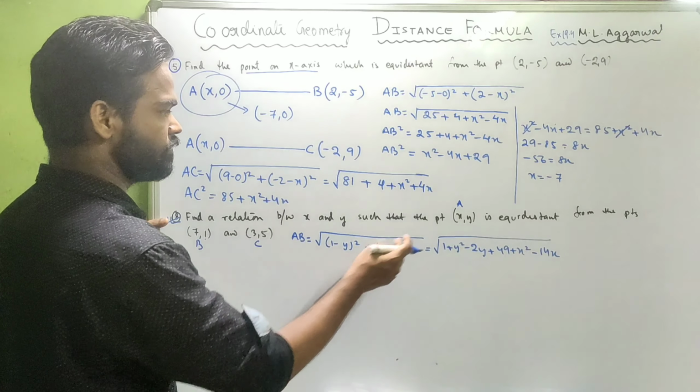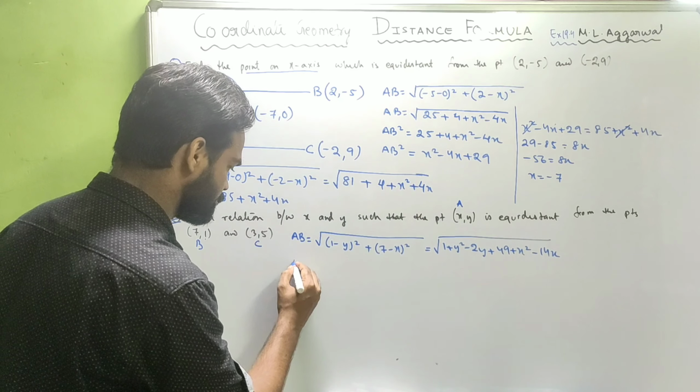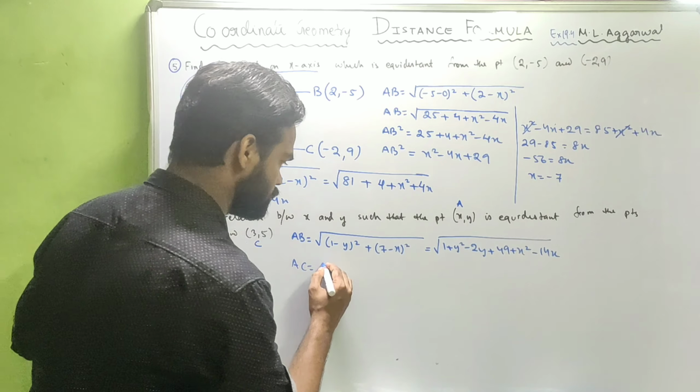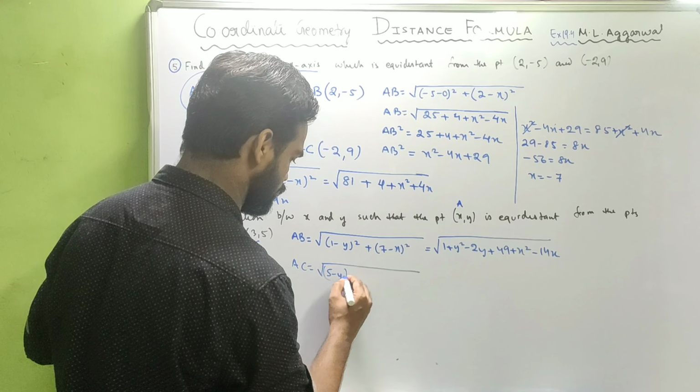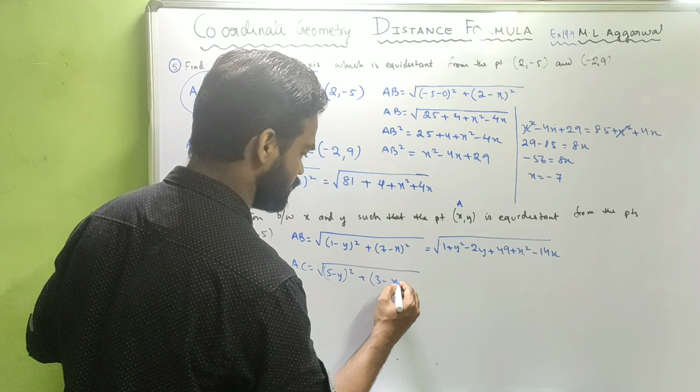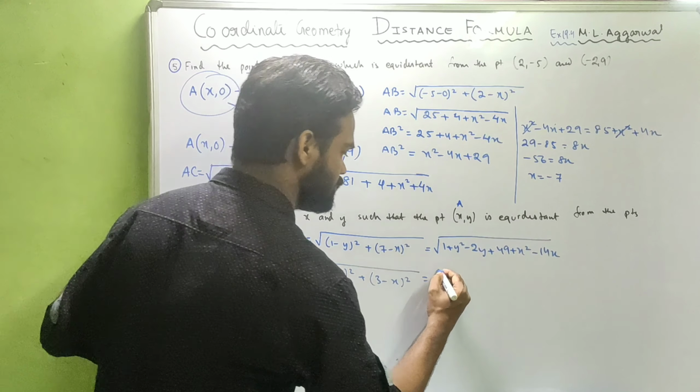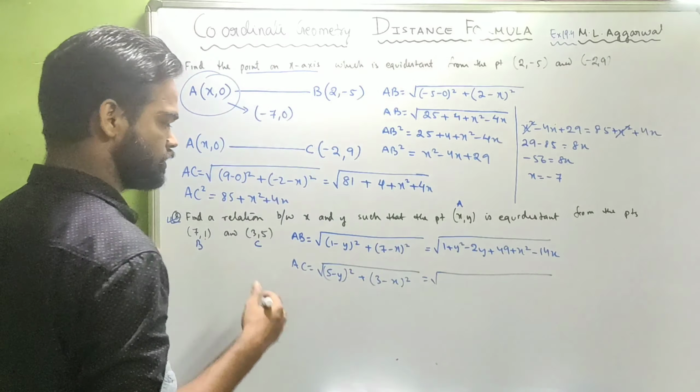Okay, similarly if you find AC, AC will be what? Just look over here, (5 minus y) whole square plus (3 minus x) whole square, which is how much? We'll just solve it.